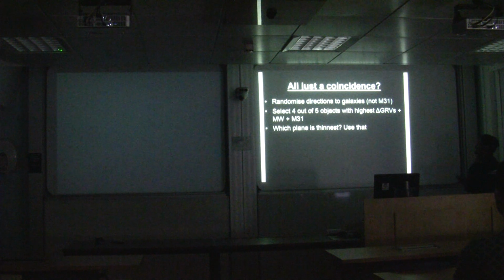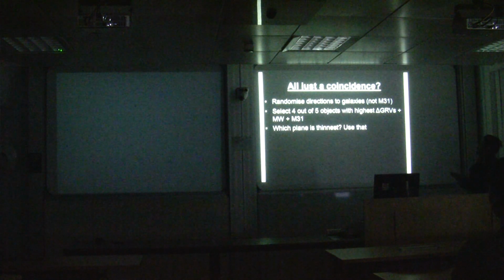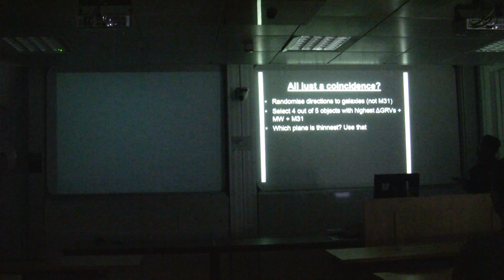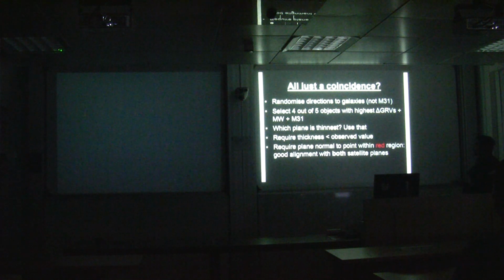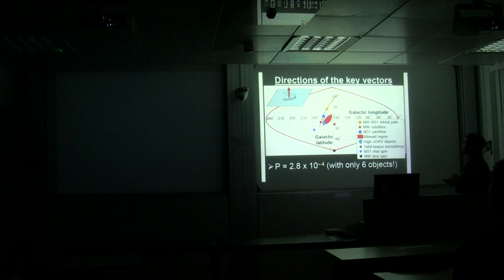To answer that question, we randomize the directions to the galaxies, except Andromeda. But you select 4 out of 5 objects with the highest radial velocity, use the thinnest plane. So like before, but we added an extra condition. First of all, you try and get the thickness to be below the observed value. But you also want the plane normal to point within the red region, which is on the next slide. So basically, I'm saying that as well as finding a thin plane, you want the normal to that plane to be within this red region, just to get a reasonably good alignment with both satellite planes.